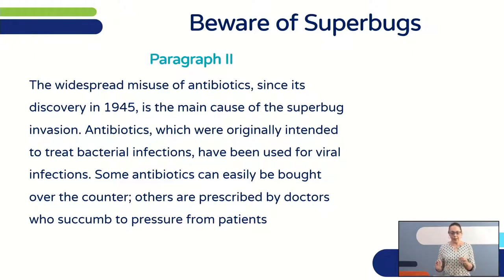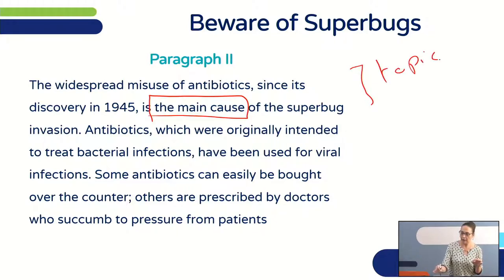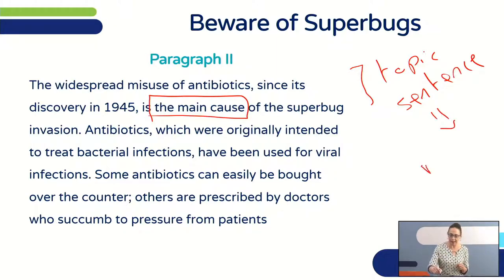The second paragraph. We have: the widespread misuse of antibiotics since their discovery in 1945 is the main cause of the superbug invasion. So here we are discussing the cause of the problem. Usually, we have what we call a topic sentence, which is the first sentence in a paragraph, and the main idea is usually found in this sentence. So here we know that the paragraph is discussing the cause of the widespread of superbugs and the superbug invasion.